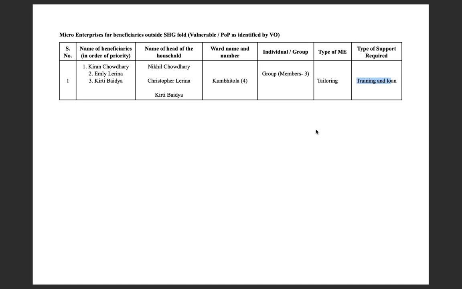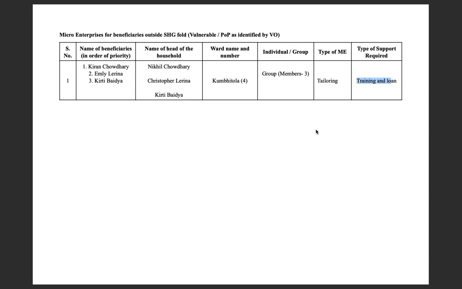It is also important to list down the total number of different kinds of supports that are required by the people and the groups, and it is also important that the data for the people who are from outside the SHG fold is captured at this level.